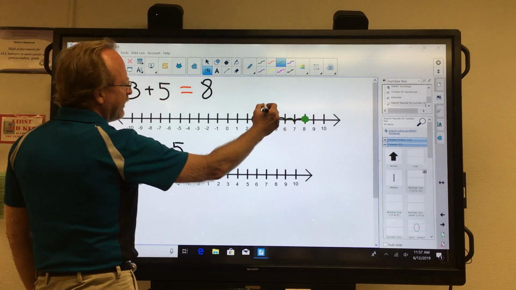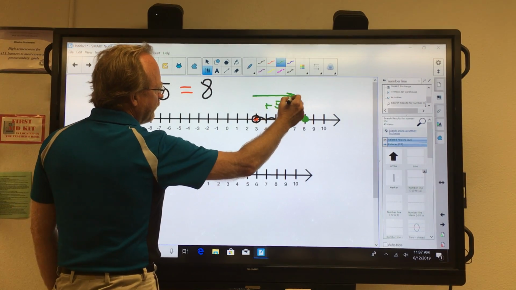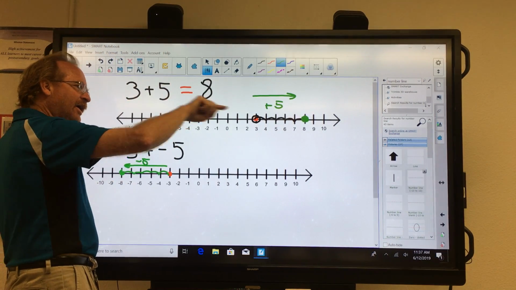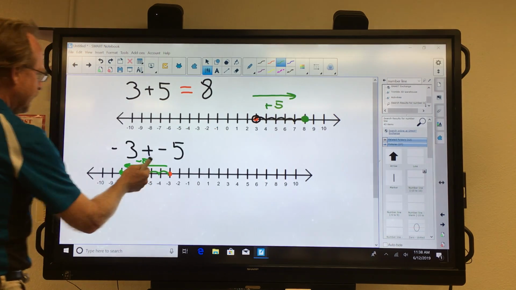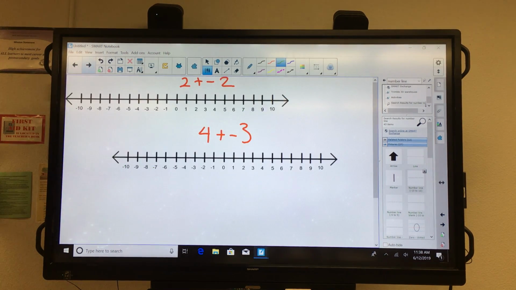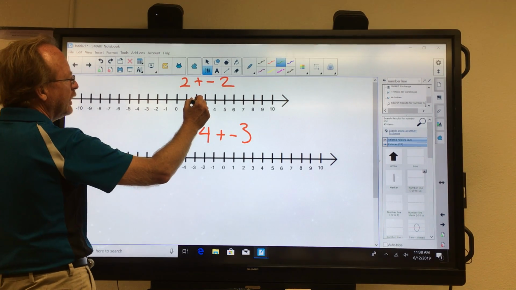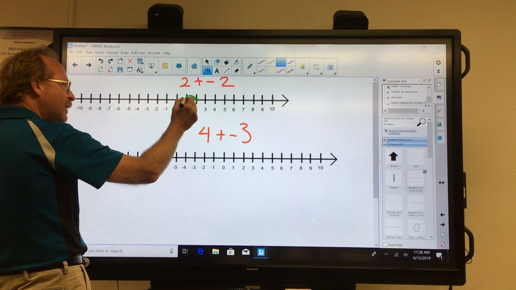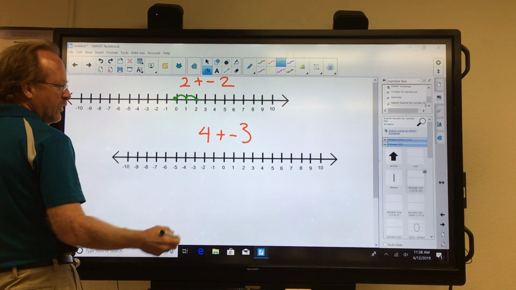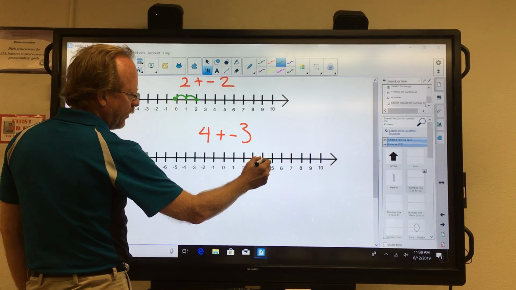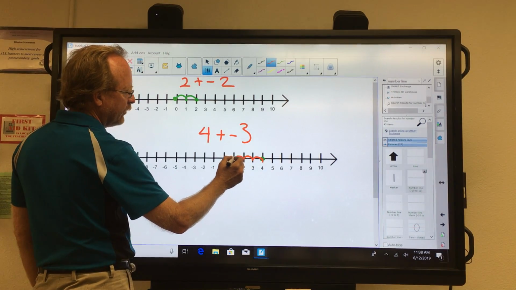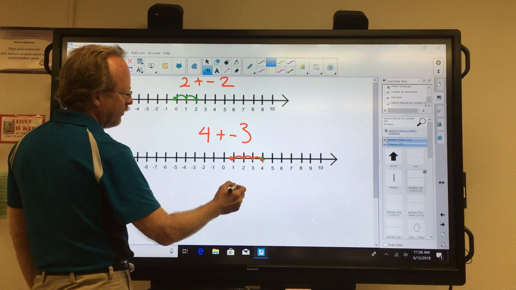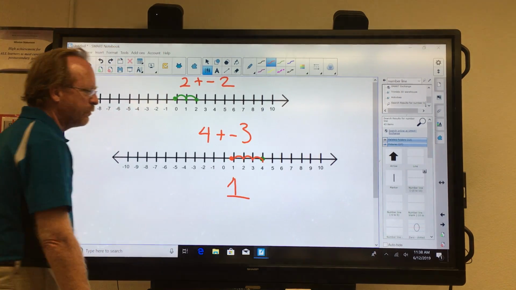Here I added 5. So I went this way. And by the way, that's a little hint. If you're adding, you're going to go to your right. If you're subtracting, you're going to go to your left. Or if you're adding a negative number. Another example, 2 plus -2, that's going to take us back to 0. Here I have 4, and I'm going -3. 1, 2, 3, that takes me back to 1. So my answer is 1.